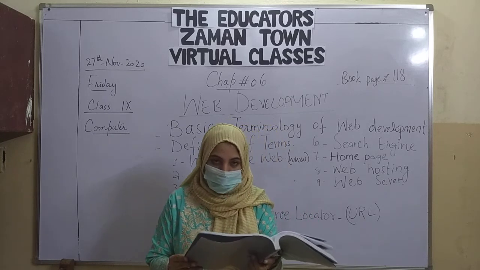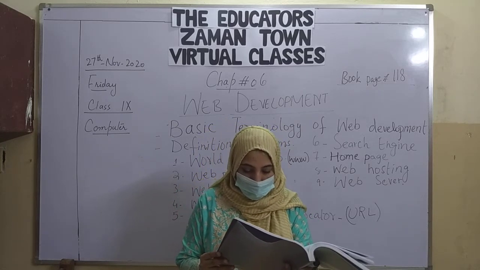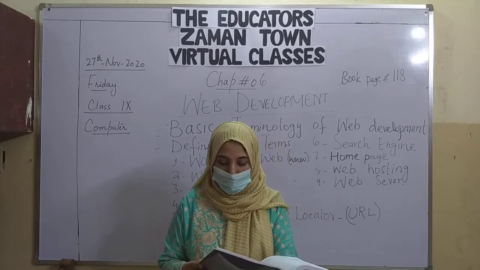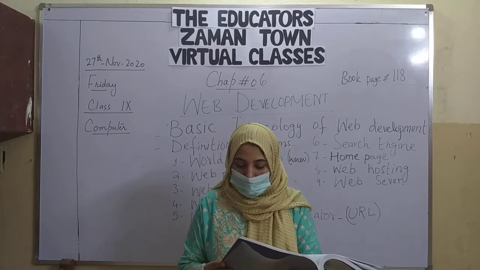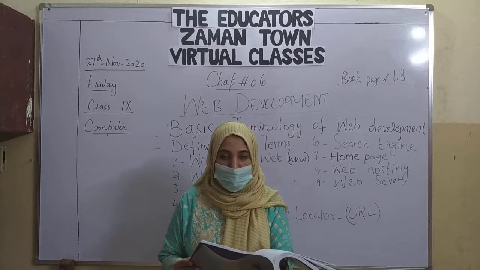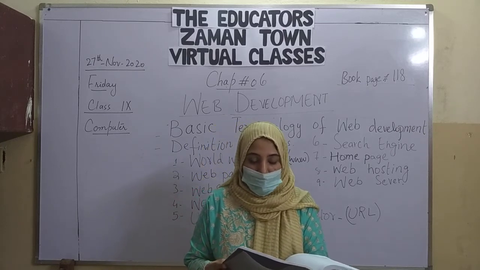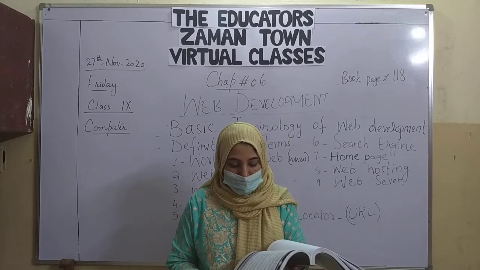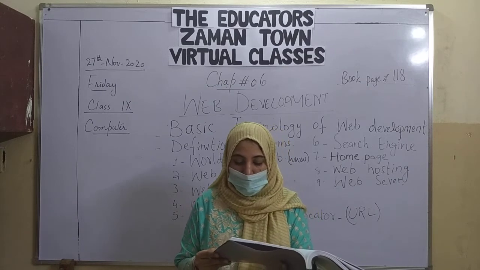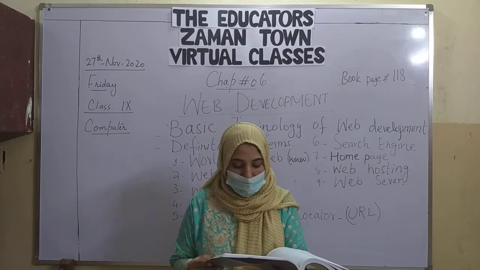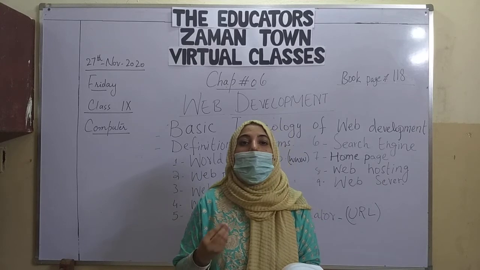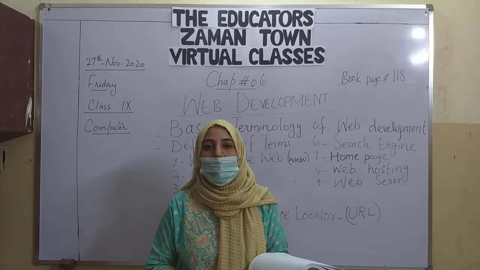After this, we have the social website. The social website is a platform where people get together and personalize their personal contacts. They can also share their ideas and opinions. The most famous examples are Twitter and Facebook.